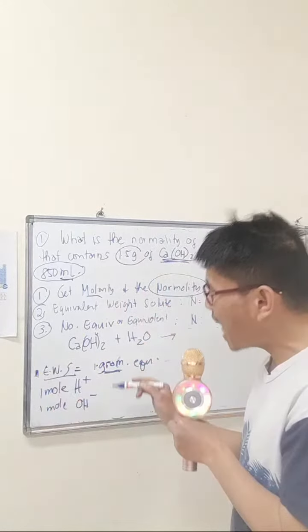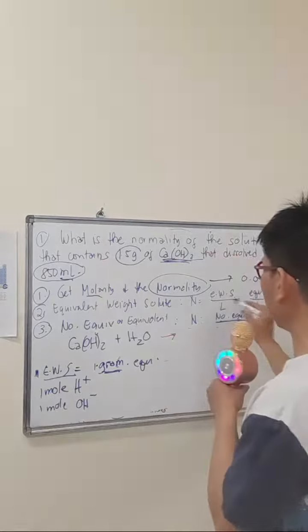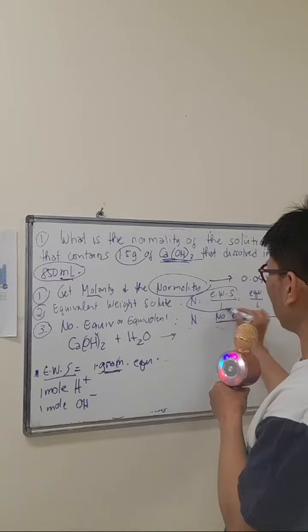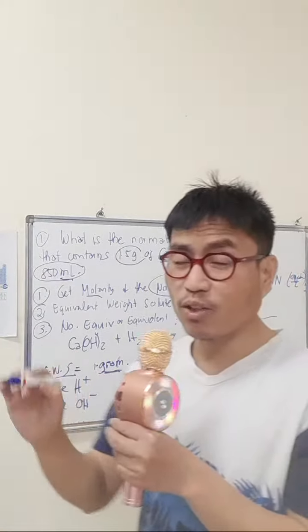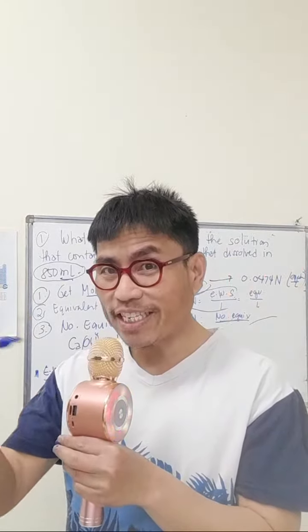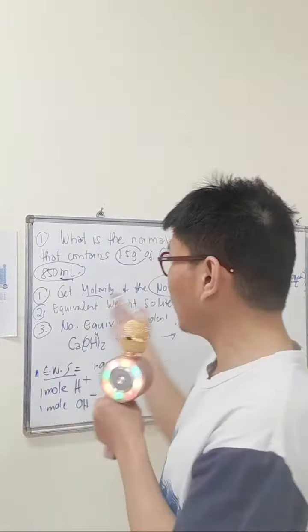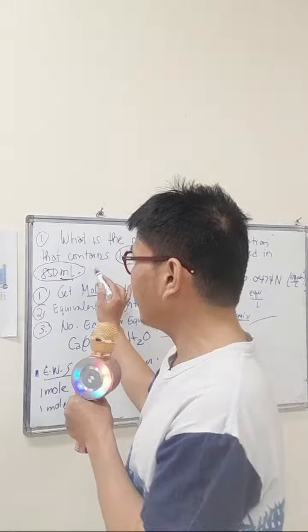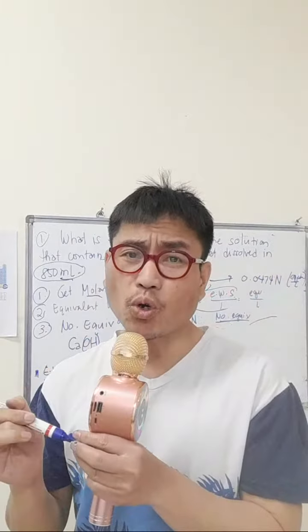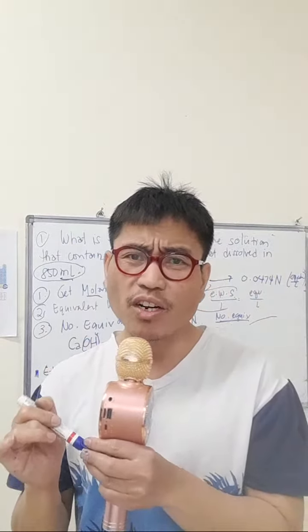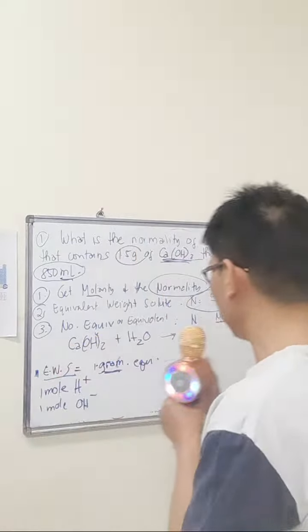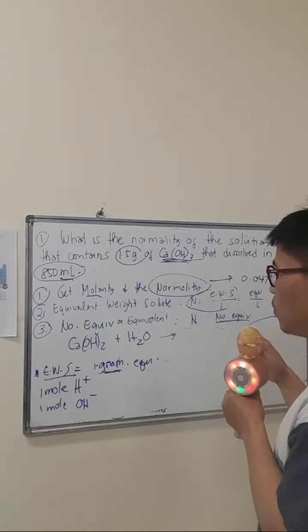After that, we will substitute that in this equation: normality is equal to equivalent weight of solute over the liter. There's no problem with the liter because it's mentioned that it is 850 milliliter of solution or 0.850 liter. There's no issue with the volume here, only the equivalent weight of solute.